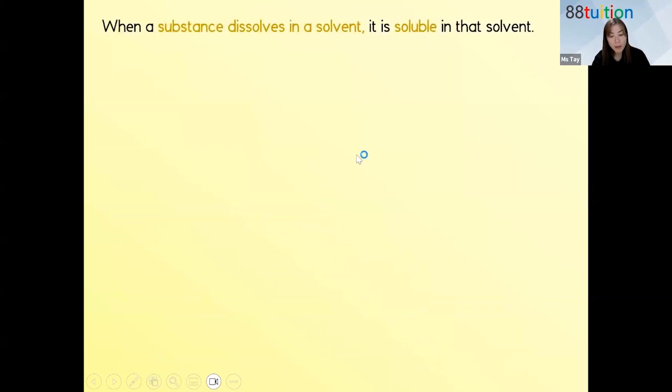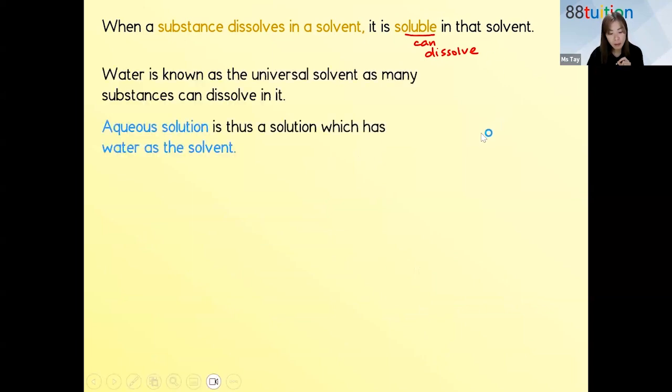So when a substance dissolves in a solvent, we say that it is soluble. This term soluble just simply means can dissolve. Like sugar is soluble in water. So sugar can dissolve in water. Be familiar with all these terms now.